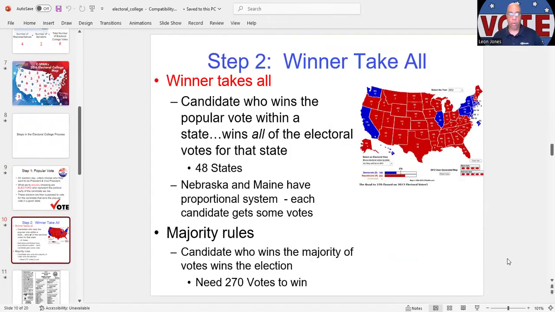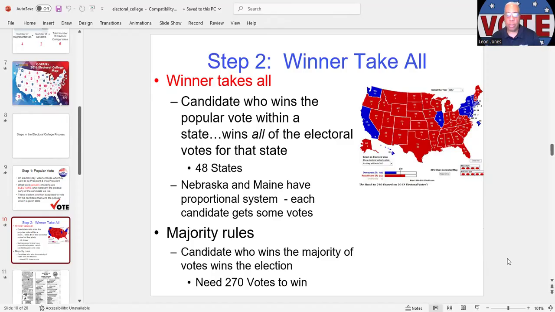Step two, winner takes all. The candidate who wins the popular vote within a state wins all of the electoral votes for that state. 48 states. Again, this is a review. Nebraska and Maine have what we call a proportional system. So each candidate does get some votes. So then, this is where you hear the word democracy. So this is a part of democracy. The majority rules. So the candidate who wins the majority of votes wins the election.